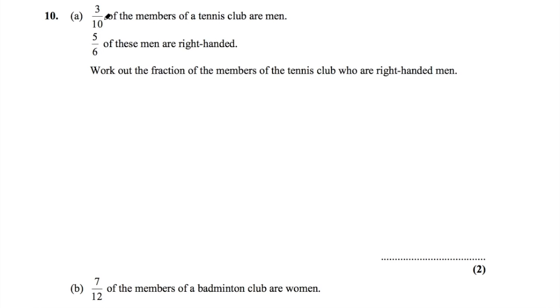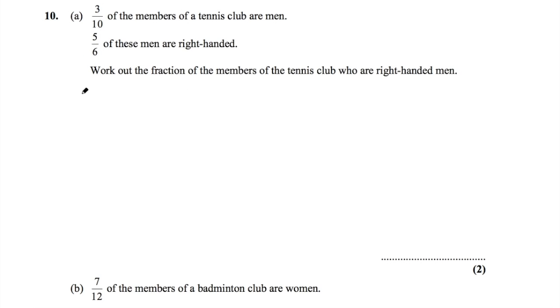Question 10a says 3 out of 10 of the members of a tennis club are men. 5 out of 6 of these men are right-handed. Work out the fraction of the members of the tennis club who are right-handed men. So we have 3 out of 10 who are men, and we want 5 out of 6 of those.